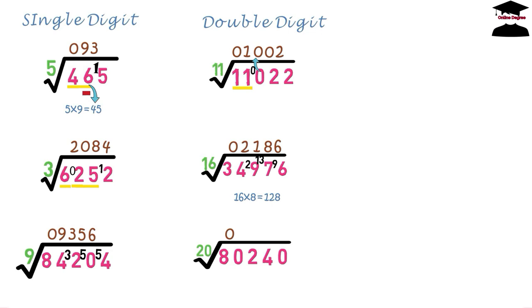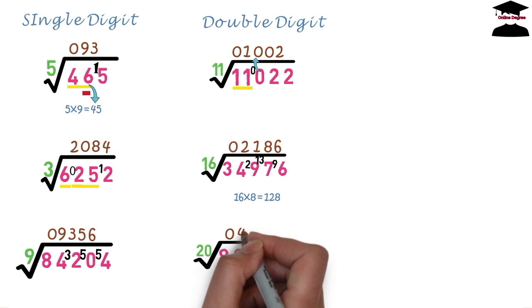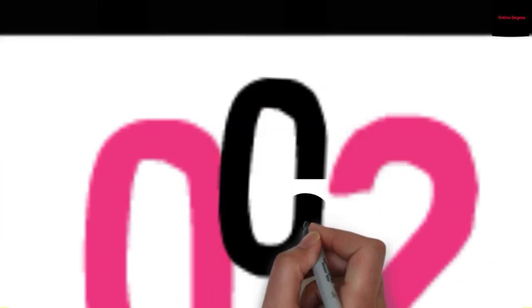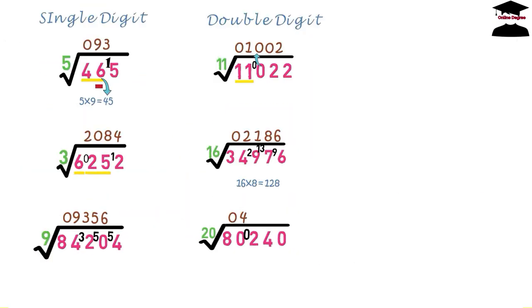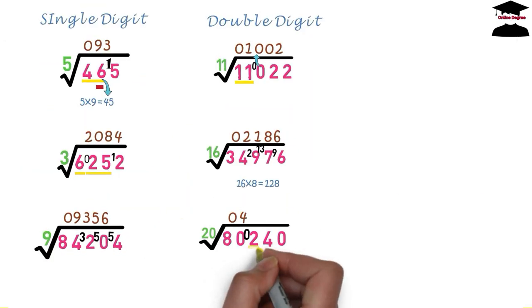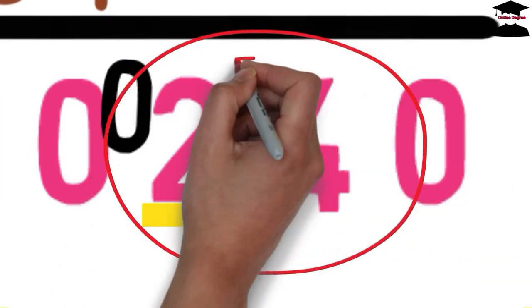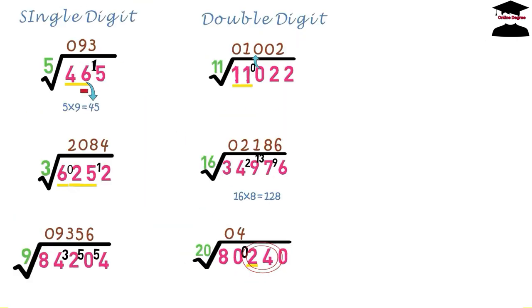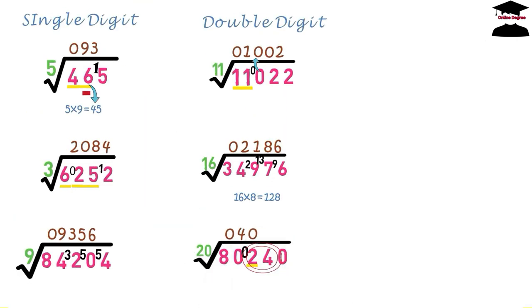Final question, dividing with a 20, that's a bit easy. First number 8 is small, so put 0 straight away. Then 80, 20 times 4 is 80, 0 remainder. 0 and 2 together is still smaller than 20, so I'm going to put 0 and going to take the help of my next number. So that will make the 24. But before taking 24, don't forget to put your 0, that's very important.